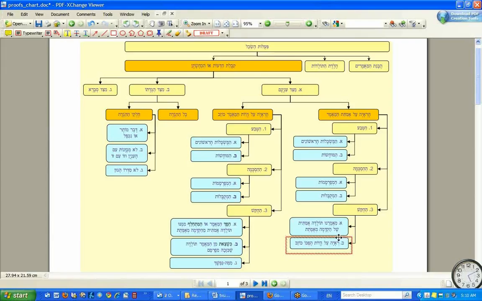So that's the direct and indirect proof when I want to prove something true. I prove it true either because it's a result of a true hekesh, or its opposite I can prove false.